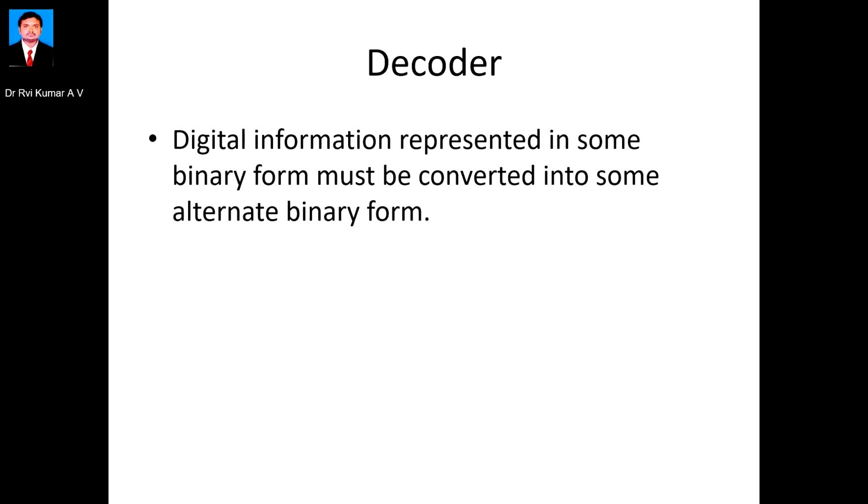Let me see the definition of a decoder. Digital information represented in some binary form must be converted into some alternate binary form. That means it converts one form of coded input into another form of coded output.